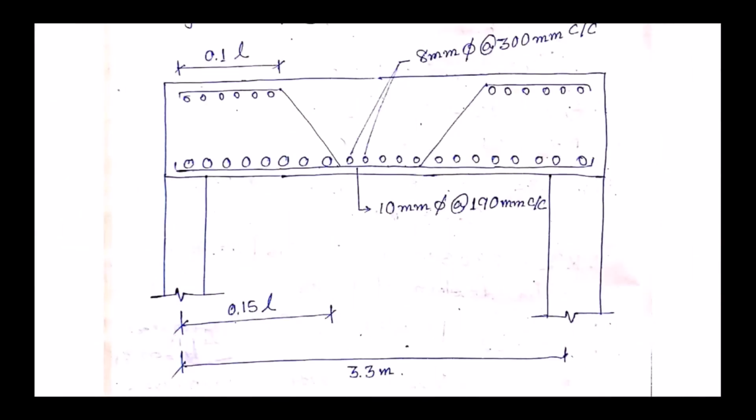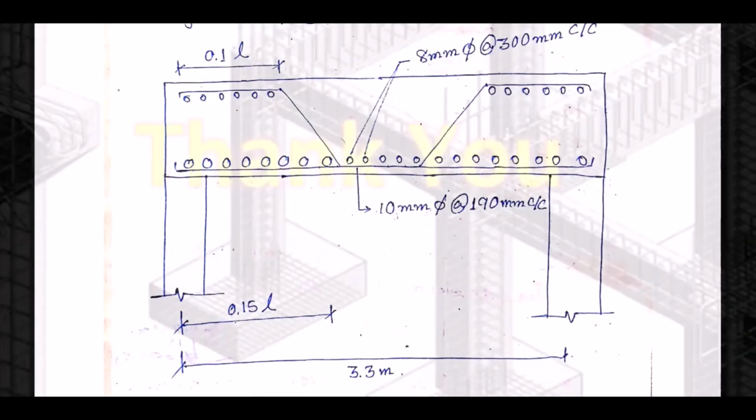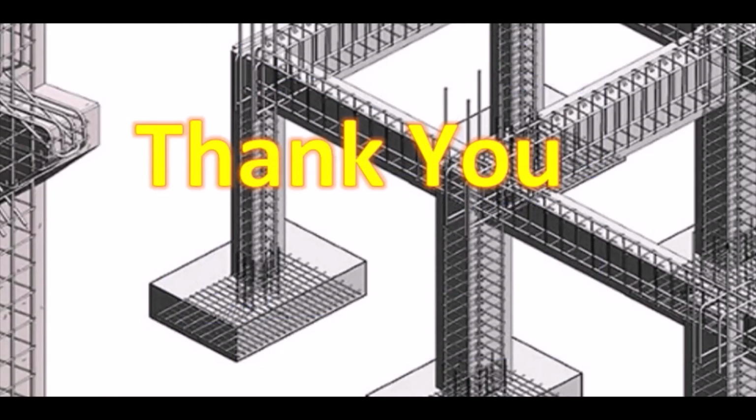So let's check the drawing. This is the drawing. So the main bar is 10 mm dia at the rate of 190 mm center to center, and distribution steel is 8 mm at the rate of 300 mm center to center. So here the solving of the problem for one way slab ends. That's all for this lecture. Thank you.